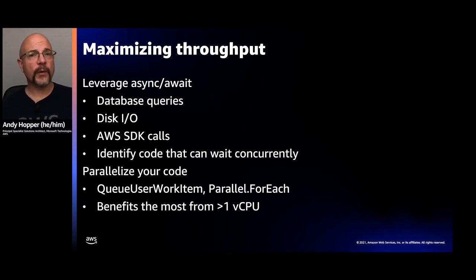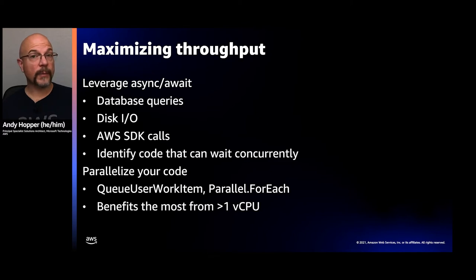And one way to accomplish this is to use existing capabilities inside the .NET framework, inside the .NET Core runtime, such as QueueUserWorkItem, or even the Parallel.ForEach framework for running multiple tasks that are independent of one another in parallel with one another.